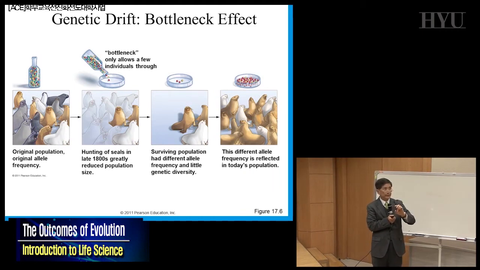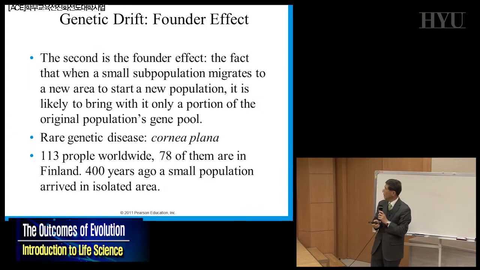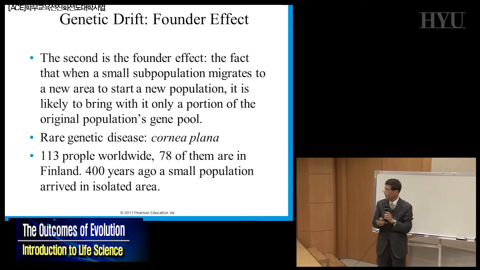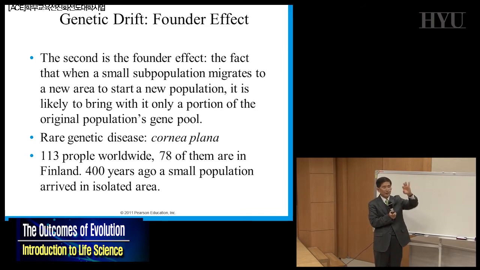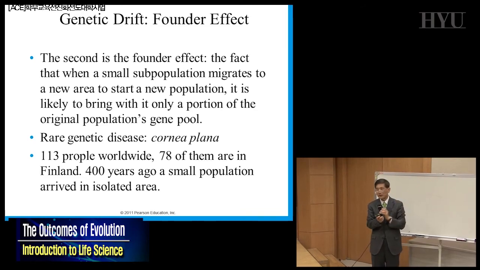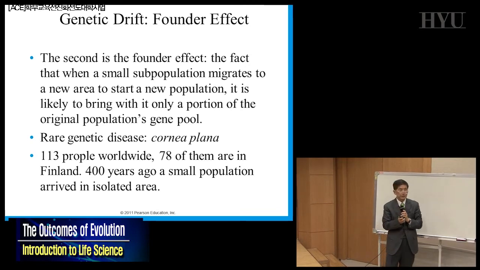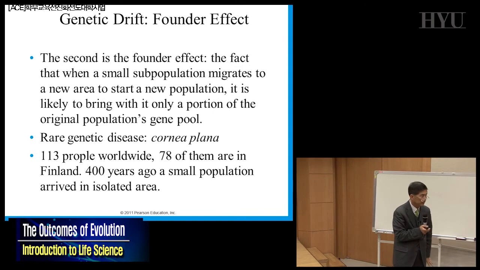Understood? Yes? No? The second case is called the founder effect. It's very similar. Founder means the beginning, someone who starts a small population. The founder effect is the fact that when a small subpopulation migrates to a new area to start a new population, it is likely to bring with it only a portion of the original population's gene pool. What do you mean by that?